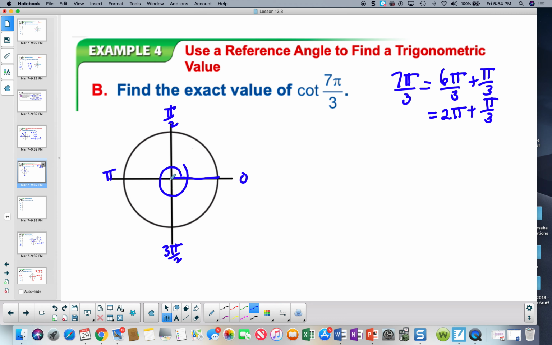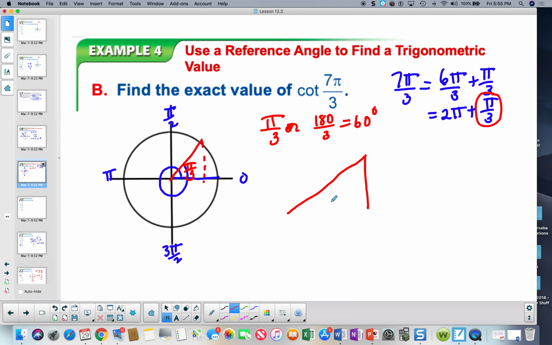And I'm going to go ahead and draw this in another color. And so this is the angle right here. Going all the way around is 7 pi thirds. But I know my reference angle is pi thirds. Now, remember what pi thirds is. Pi is the same thing as 180, so pi thirds is 180 over 3. So this is like using a 30-60-90 triangle. So I'm going to draw a 30-60-90 triangle for you.